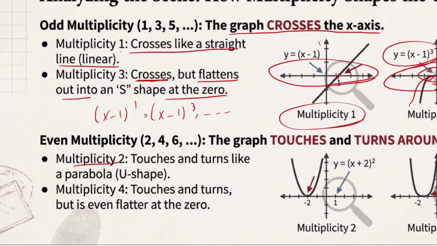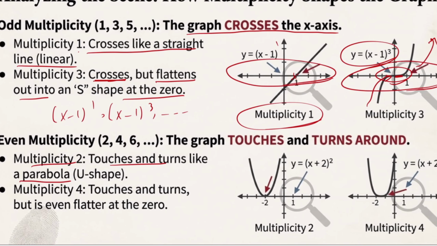So if I do have the multiplicity of 2, it means that it's going to touch and turn like a parabola, like the one that we were talking about. For instance, if I do have x plus 2 to the power 2, we can see that this guy is going to decrease, and after that this guy is going to increase. So what do I have? I do have the absolute minimum, if you remember from the last part.